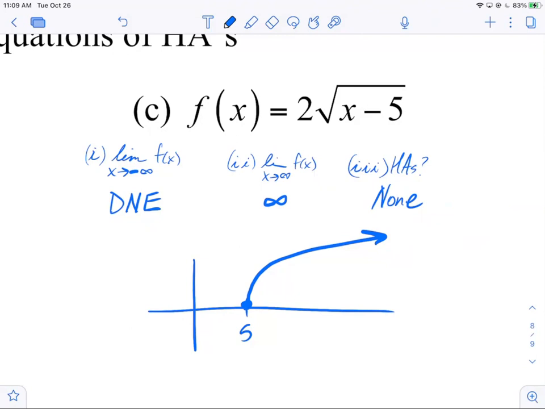It almost looks like this one should have a horizontal asymptote because that graph is increasing at a decreasing rate. But it never tapers off towards a specific y value. It actually continues to go up, up, up forever and ever towards infinity, just not very rapidly.